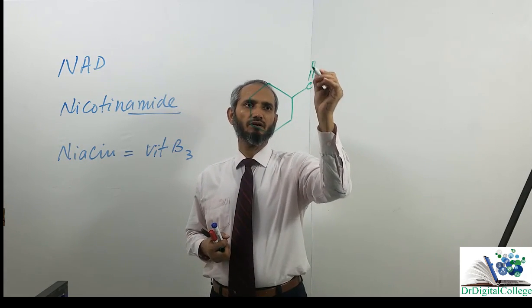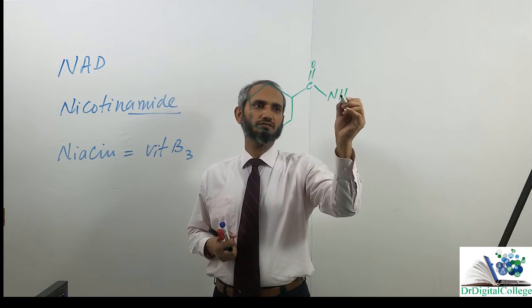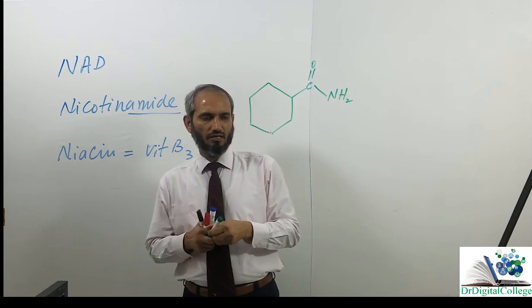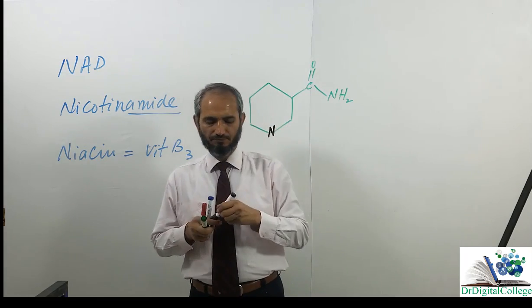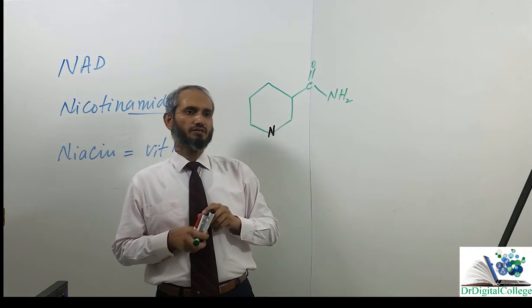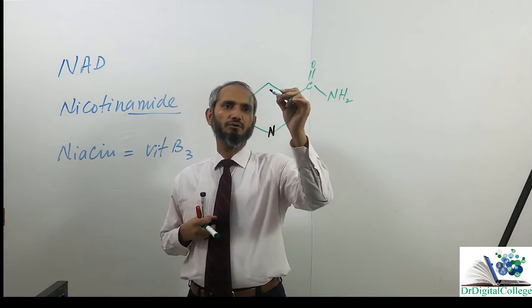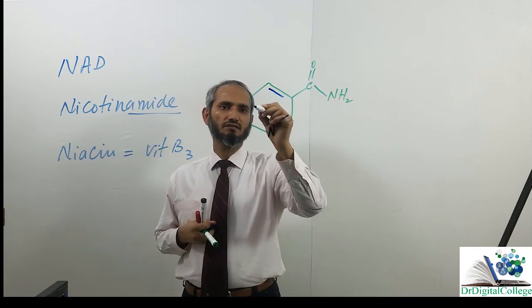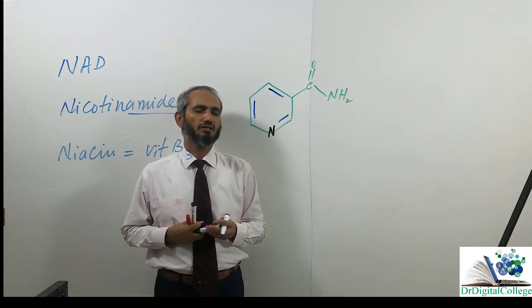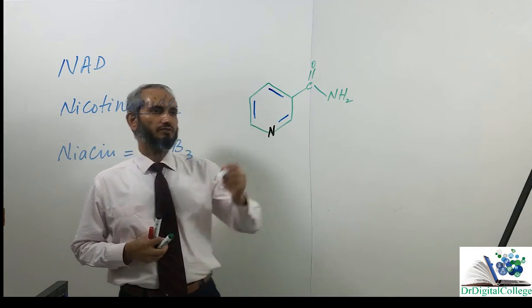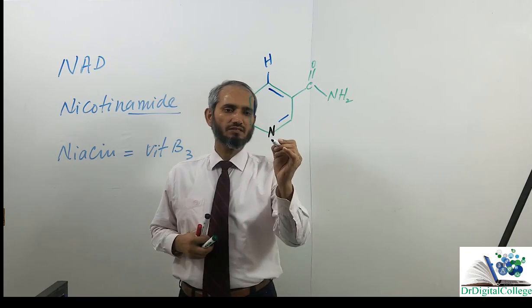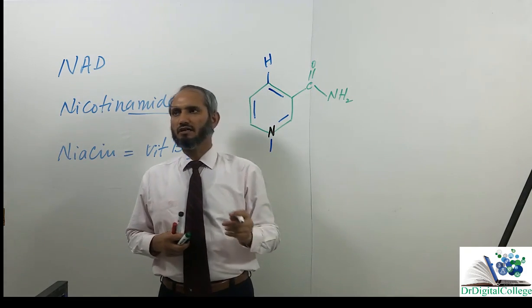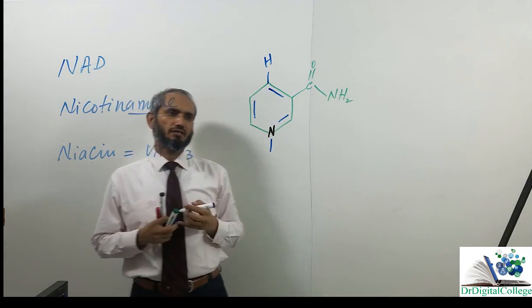This is its amide group, NH2, and with it here is one nitrogen attached. Now it's a resonance structure which has double bonds like this. Three double bonds are there like a benzene group, and with it one hydrogen is attached at this group. This is its R group, which is attached with the dinucleotide.